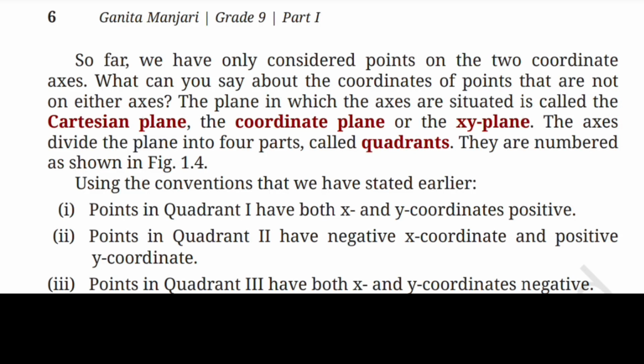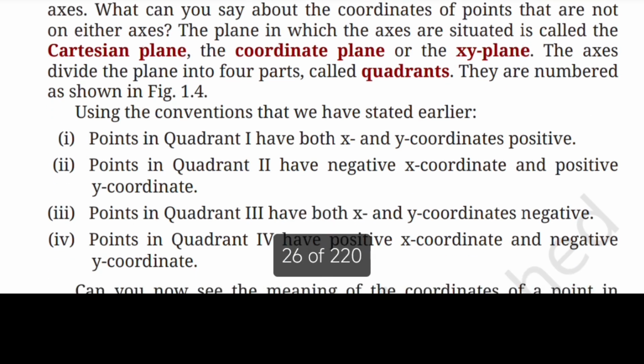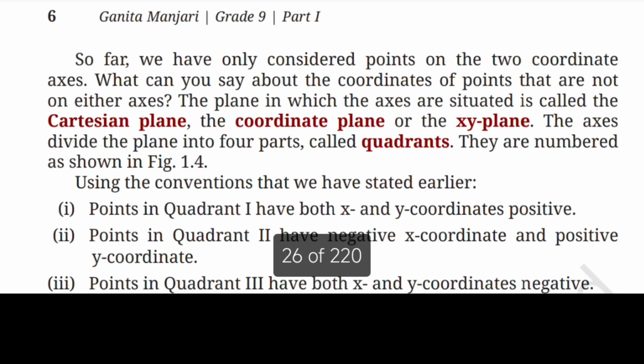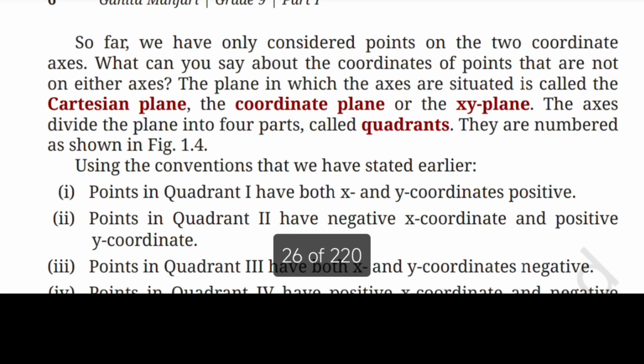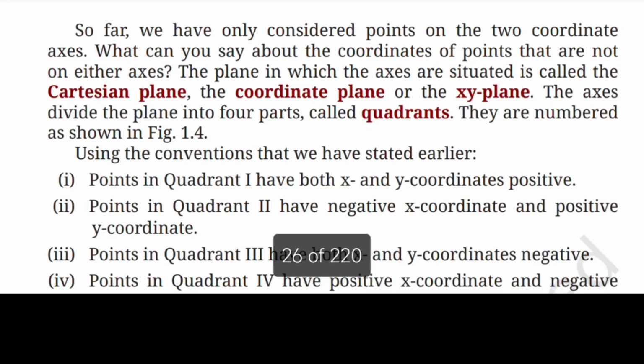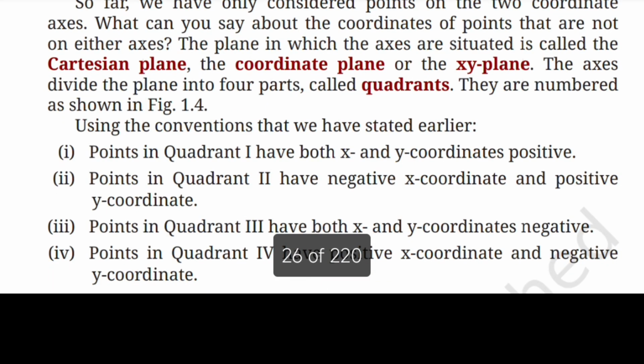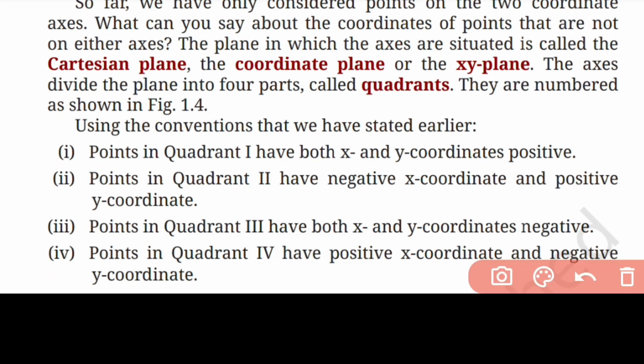Hello students, today we are going to discuss the first chapter from the 6th page to the 8th page. So in this page, let us discuss the Cartesian plane, coordinate plane, xy plane. Already we discussed the xy plane, coordinate plane, Cartesian plane in the previous video. Who did not watch, please go and watch the previous video.